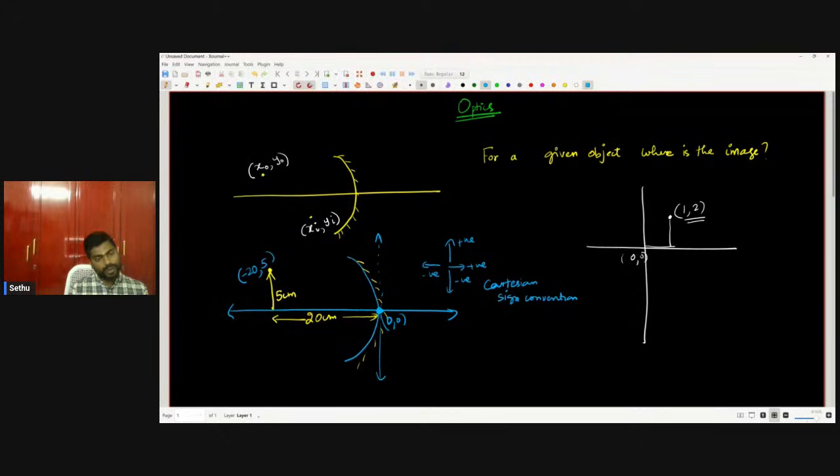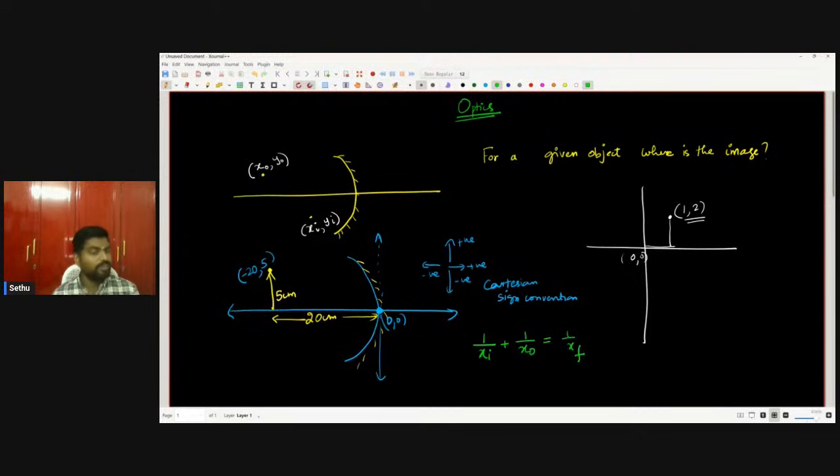Now, all that you will need to figure out is what is the image coordinate corresponding to this object coordinate. Right? What is the image coordinate corresponding to this object coordinate? For that, we have a formula: 1 by xi plus 1 by xo is equal to 1 by xf.